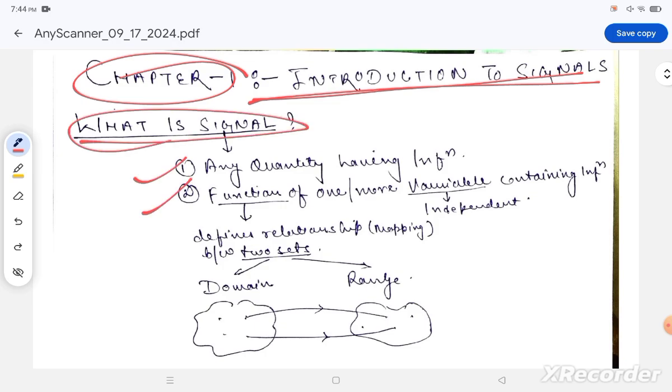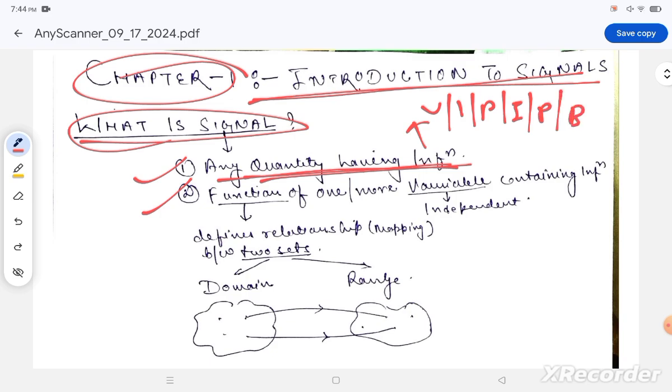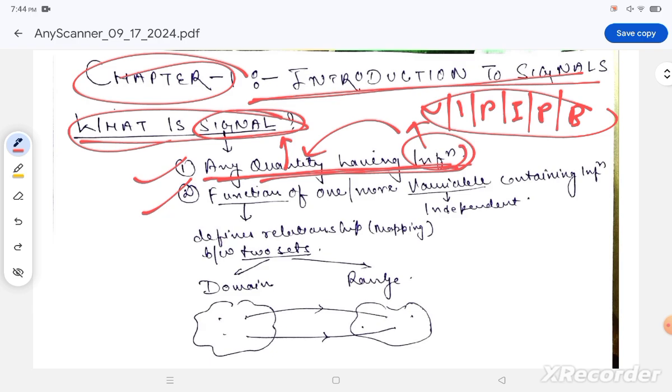I have given you two definitions. The first definition is: any quantity having information. Whether the information is of voltage, current, pressure, intensity, power, or brightness, these are the information that a quantity can contain so that it becomes eligible to be called a signal. So any quantity having information is called a signal.